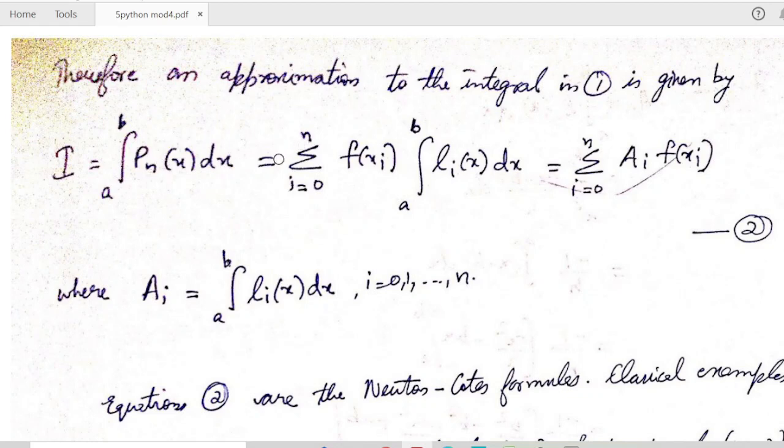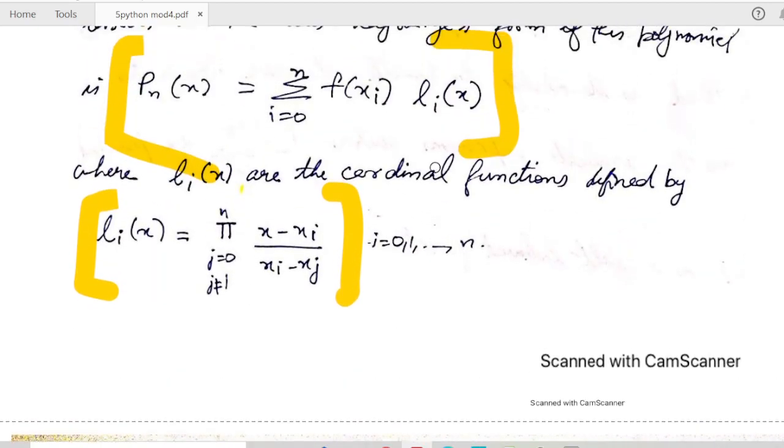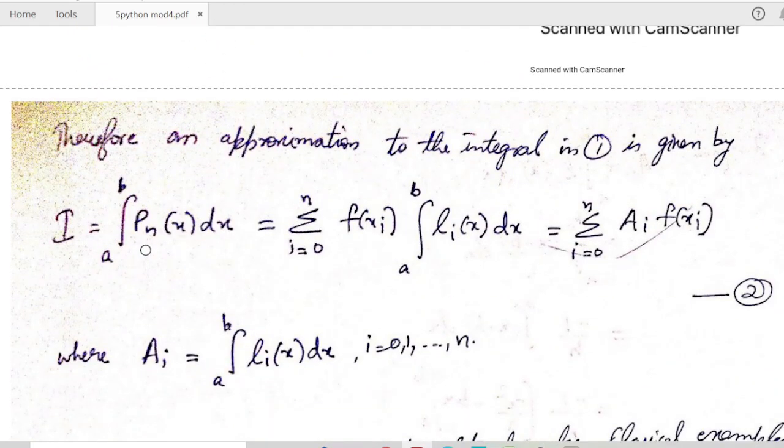Instead of Pn of x, we can substitute our formula, that is, Pn of x is equal to sigma of f of xi Li of x. So Pn of x can be written as sigma j equal to 0 to n f of xi Li of x. Now here we can see that we are integrating with respect to x. So f of xi is independent of x, so we can take this outside. And here we can see it's i. So we can take summation i equal to 0 to n Ai f of xi.